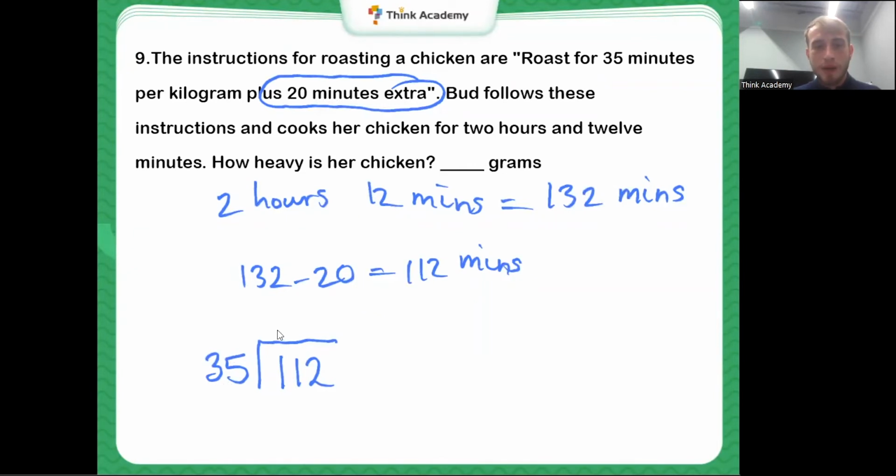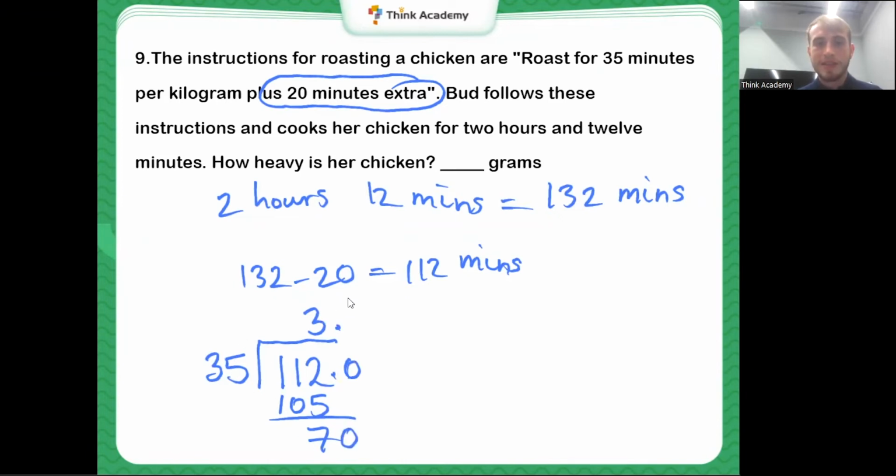So how many 35s in 1? None. How many 35s in 11? None. How many 35s in 112? So you will just have to try out a few things as we don't know our 35 times tables. But we can see that 2 will fit in. Will 3 fit in? So 3 times 35 gives me 90 plus 15, which is 105 there. So I can get 3 whole groups of 35, so 3 kilograms with a remainder of 7. Now, how many 35s go into 7 is none. So I need a decimal point here, which means I can now bring down a 0.